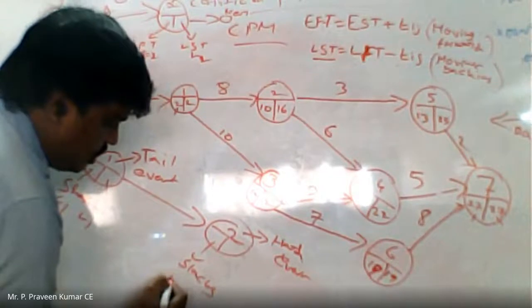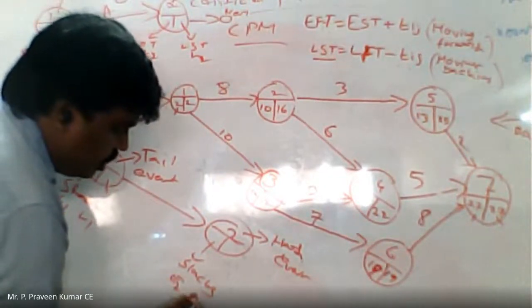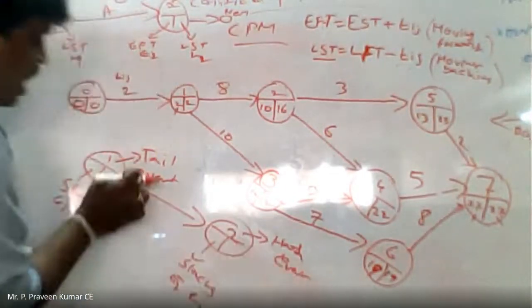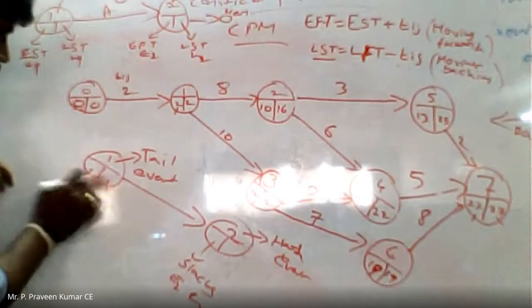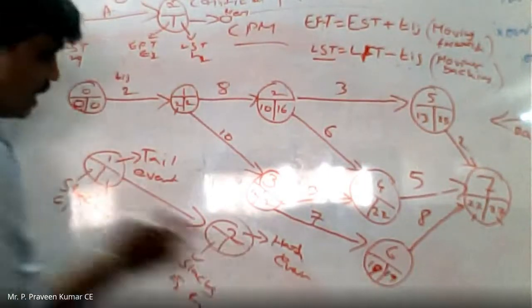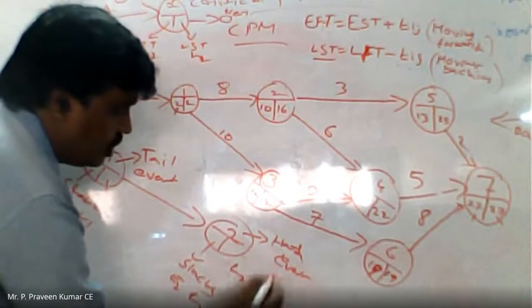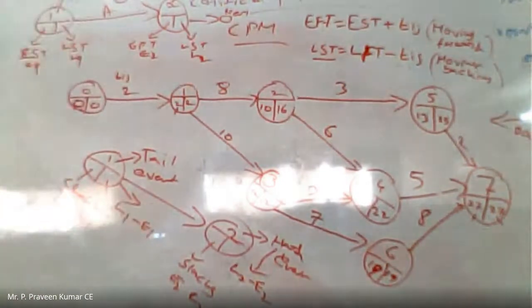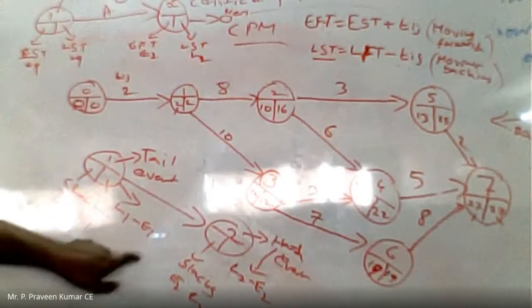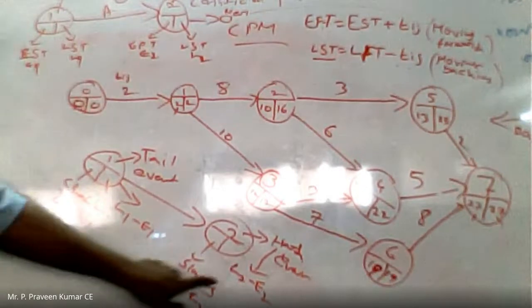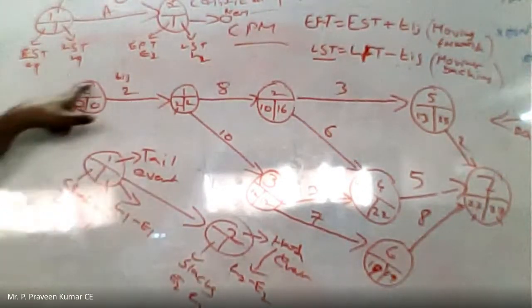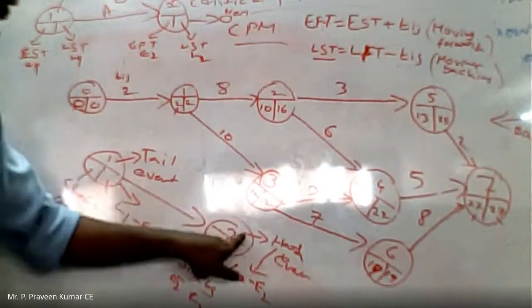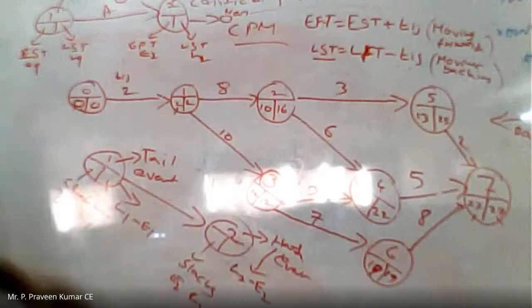E2 and L2. The difference between these at the head event is named head slack, and the difference at the tail event is named tail slack. Head slack is L2 minus E2. Tail slack is L1 minus E1. Okay, this point you need to understand. What is head slack and what is tail slack? The starting node of any activity gives the tail slack. The ending node of any activity gives the head slack.